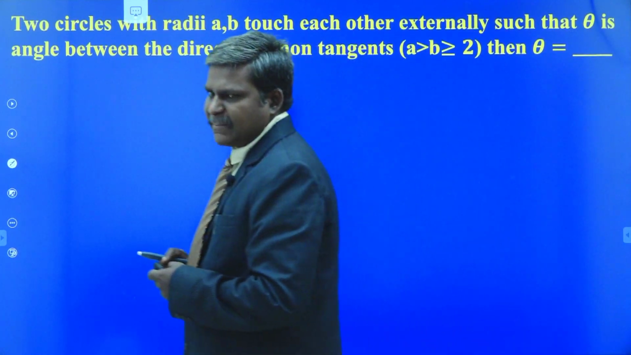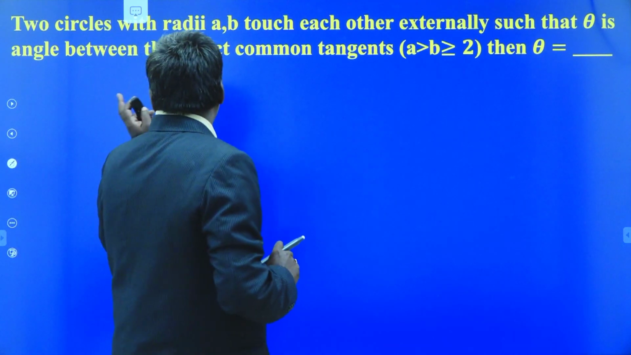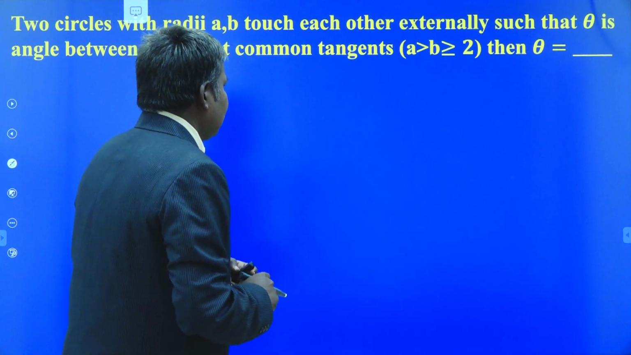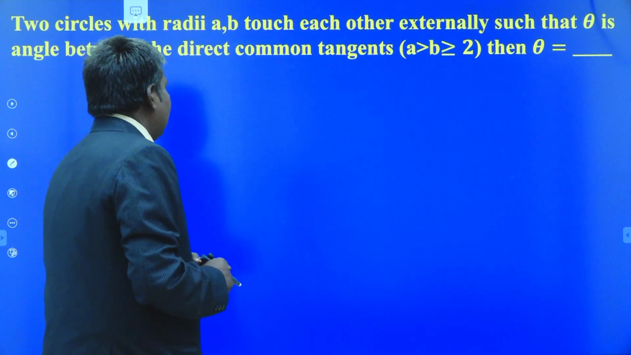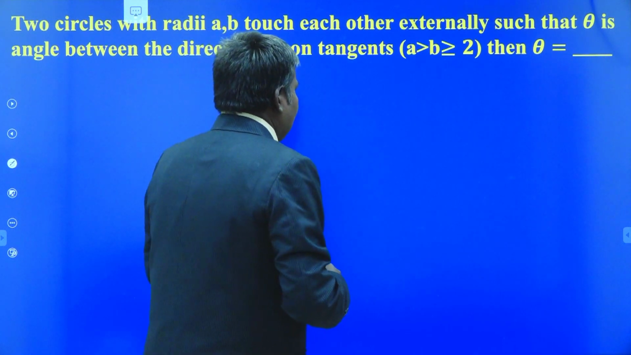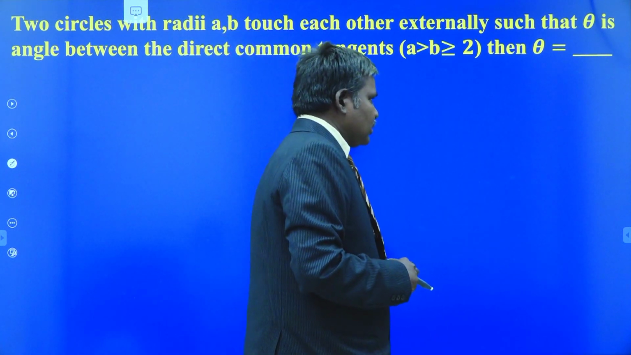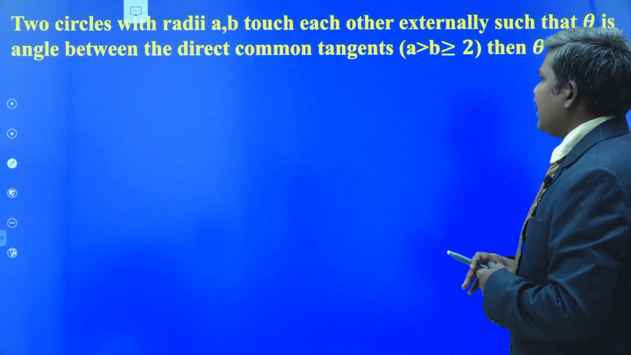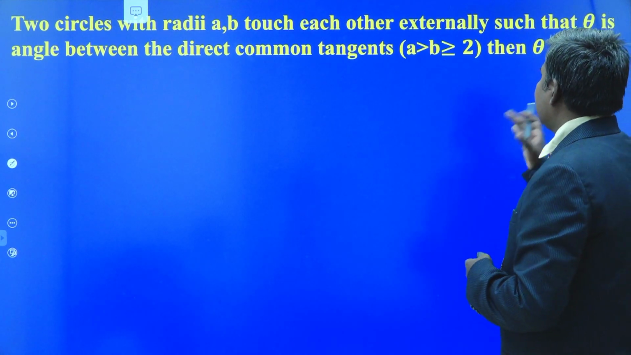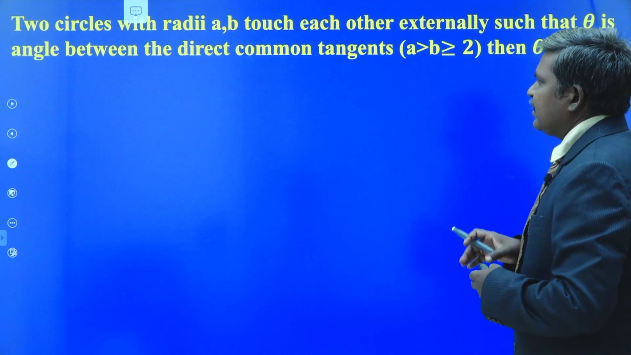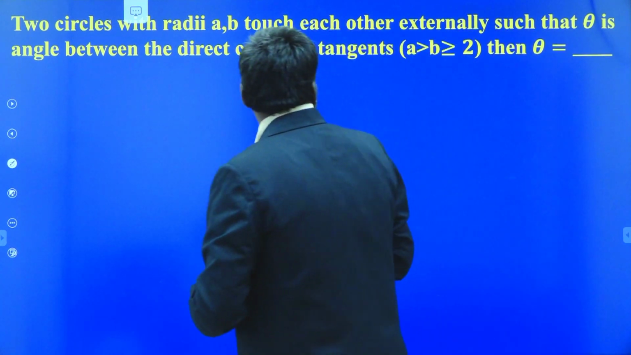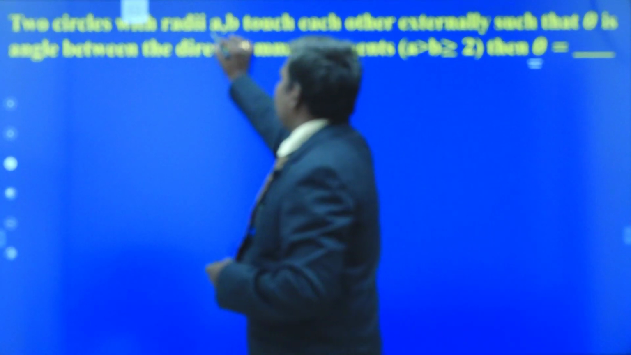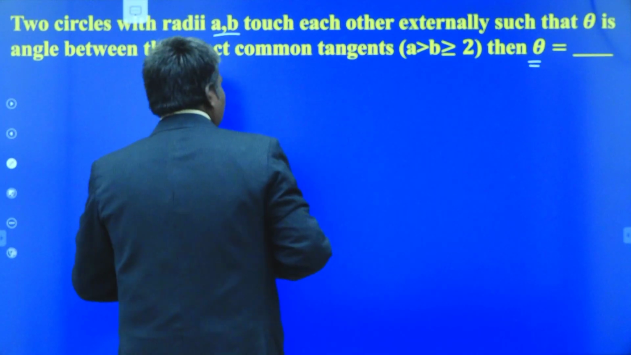See this one. This is the question. Two circles with radii a, b touch each other externally such that theta is the angle between the direct common tangents, and a greater than b greater than or equal to 2. Then theta is what? We have to find this theta in terms of a and b, because the radii are given to you. The radii of the two circles are a, b respectively.